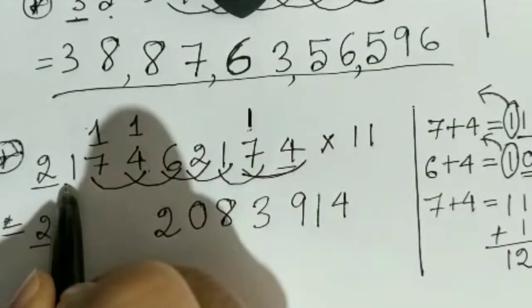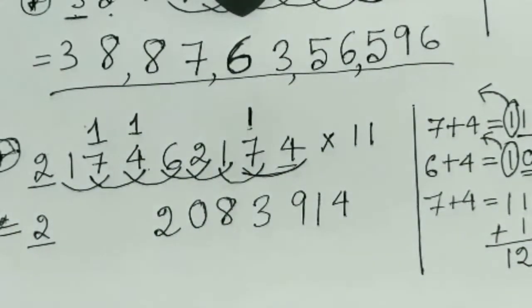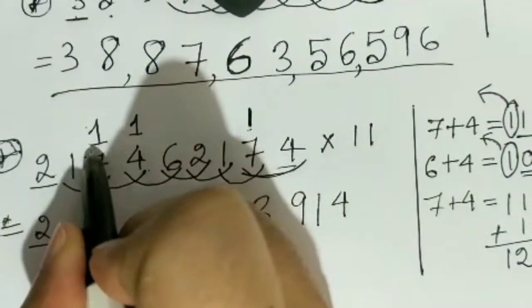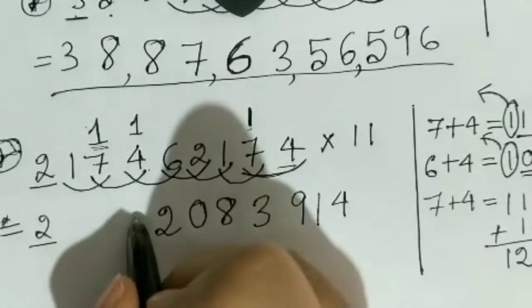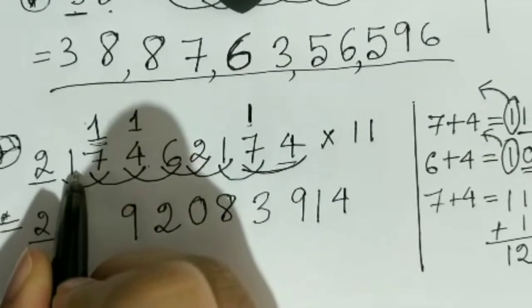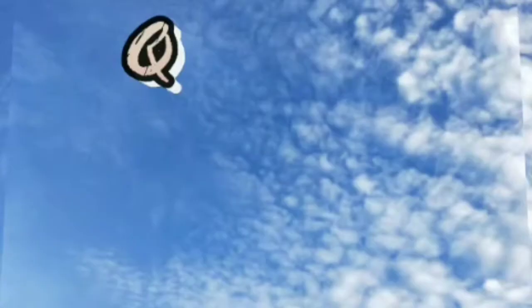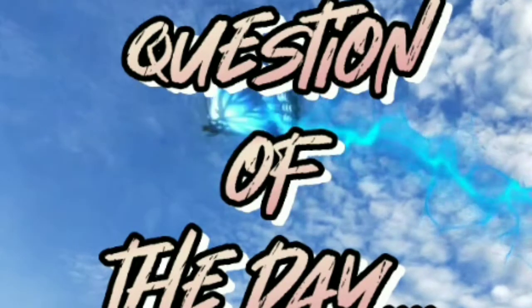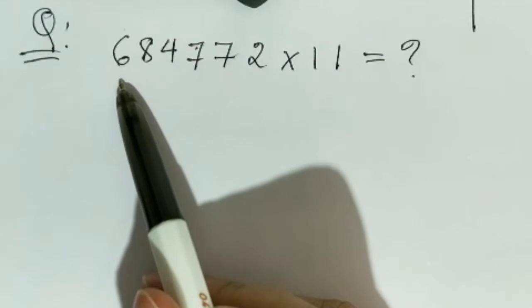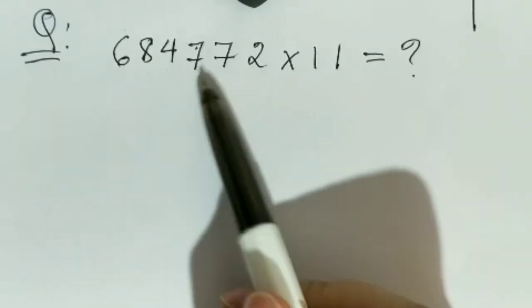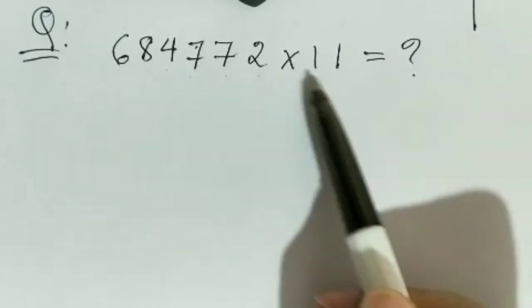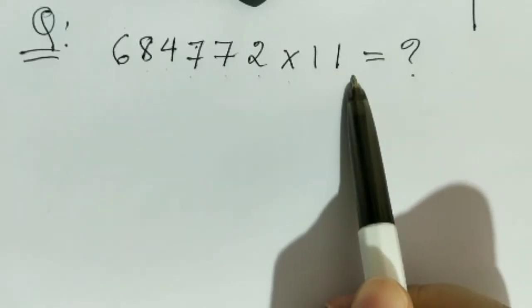Next, 7 plus 1 is equal to 8. 8 plus that carried out 1 is equal to 9. Then 2 plus 1 is equal to 3. Which is 6, 8, 4, 7, 7, 2 into 11.